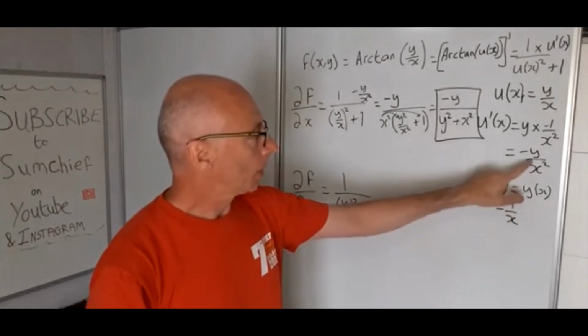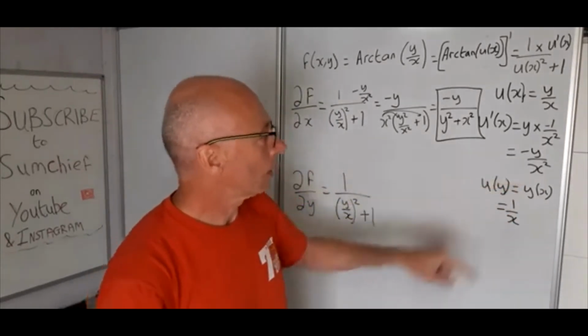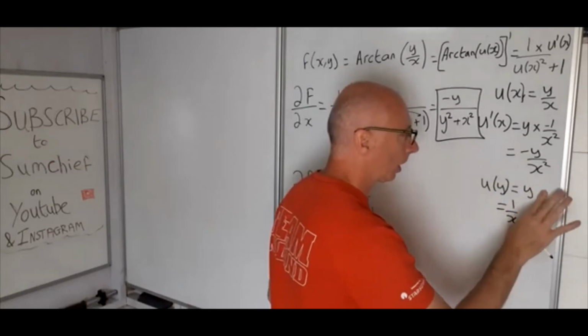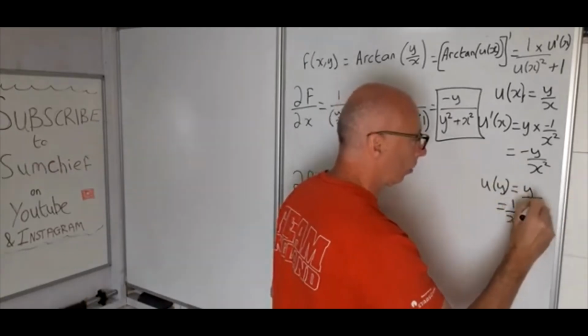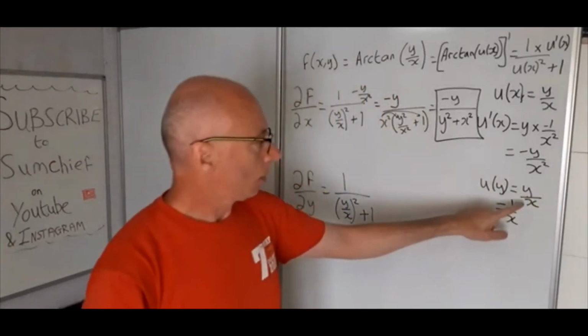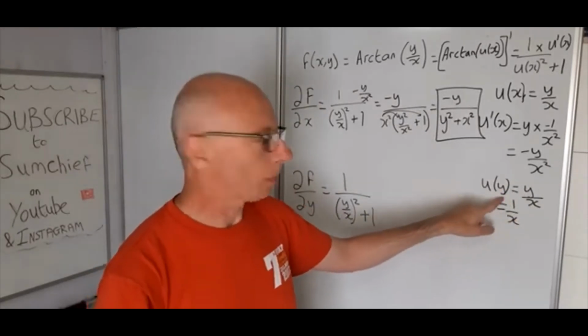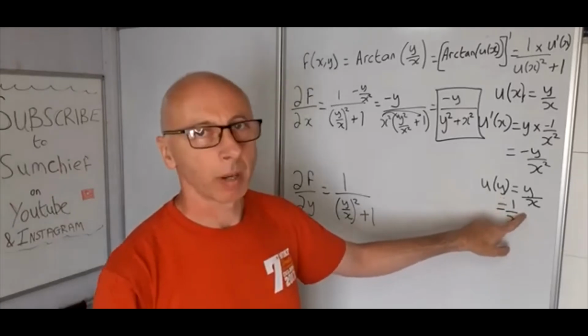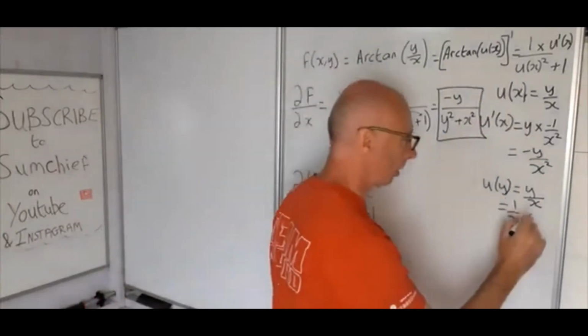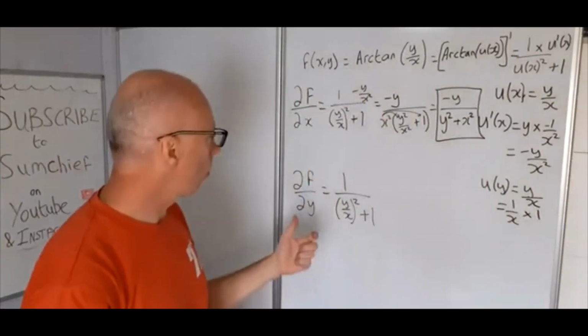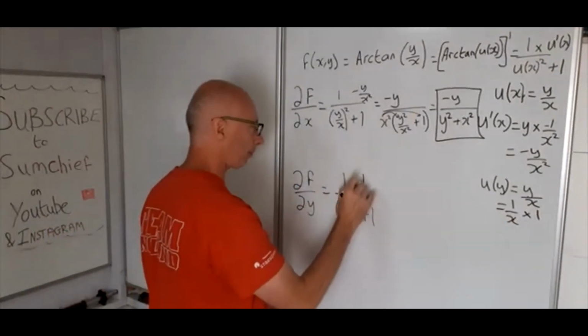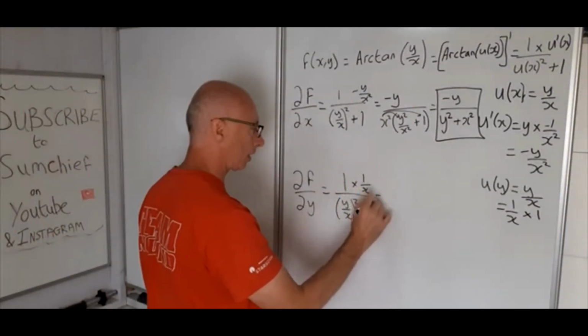Y over x. So we take the 1 over x out because we're only taking the derivative with respect to y, and then multiply by the derivative of y, which is 1. So that just leaves us with 1 over x. That's times 1 over x.